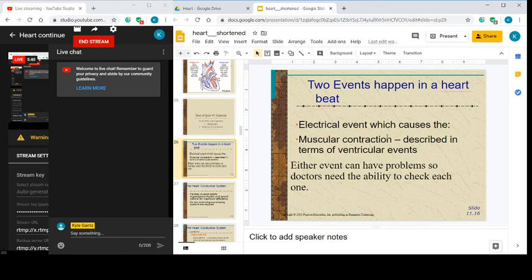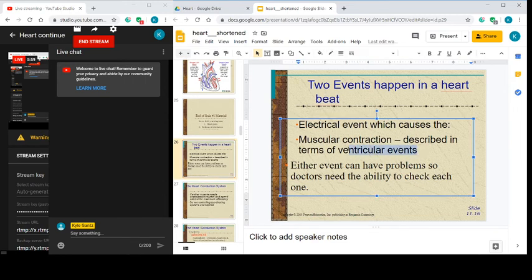Okay, so either event can have problems, so doctors need to be able to check each one, right? So either we have the electrical problem or a muscular contraction problem. All right, and generally when they talk about heart issues, they talk about everything in terms of ventricular events, right? Something's going on with the ventricle.